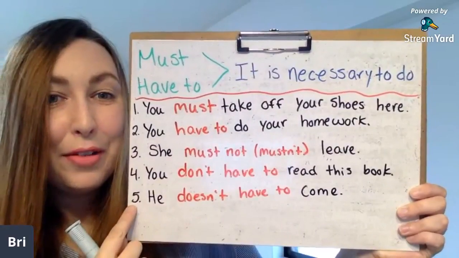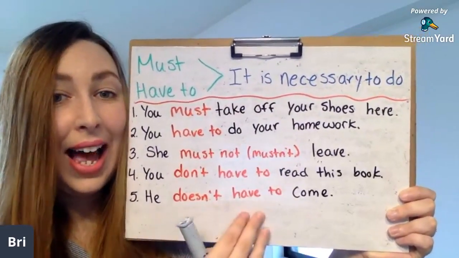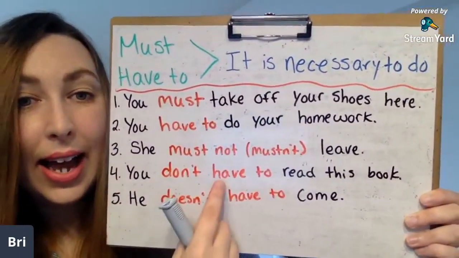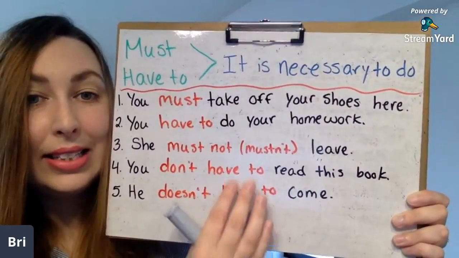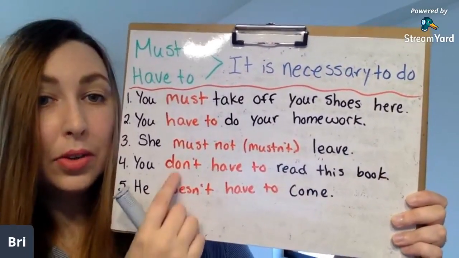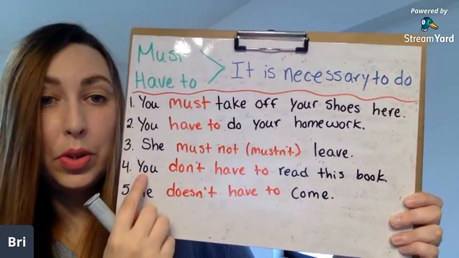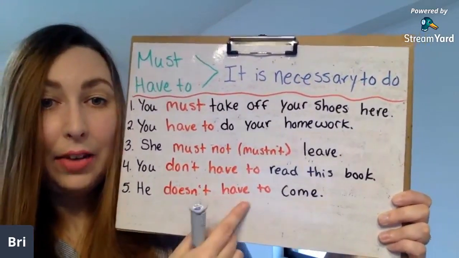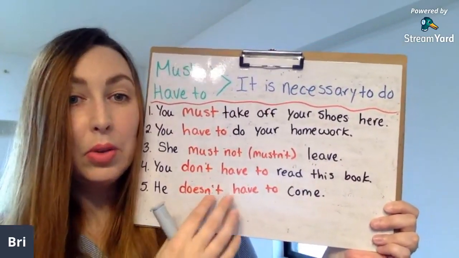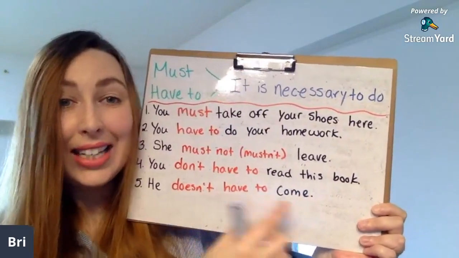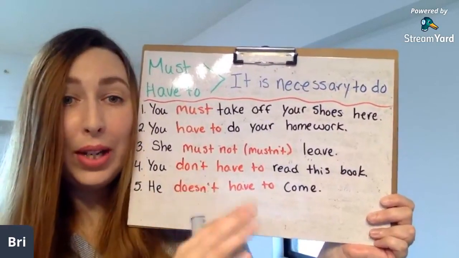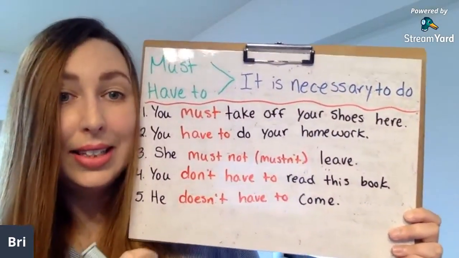And then number 5, he doesn't have to come. He doesn't have to come. So notice here that have to stays the same, okay? However, the auxiliary verb don't, doesn't, this is going to change. So you don't have to. He doesn't have to. Be careful. I see some students saying he don't has to or he doesn't has to. So leave have to the way it is, okay? When it's followed by don't or doesn't, okay?